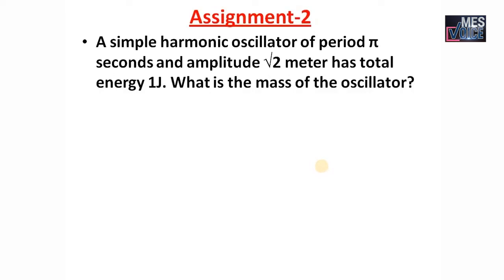And the second question is: a simple harmonic oscillator of period 5 seconds, capital T is 5 seconds, and amplitude root 2 meter has total energy 1 joule. The total energy of the oscillator is given. So the question is, what is the mass of the oscillator? With the already derived standard equations, you can definitely work out the value of mass.